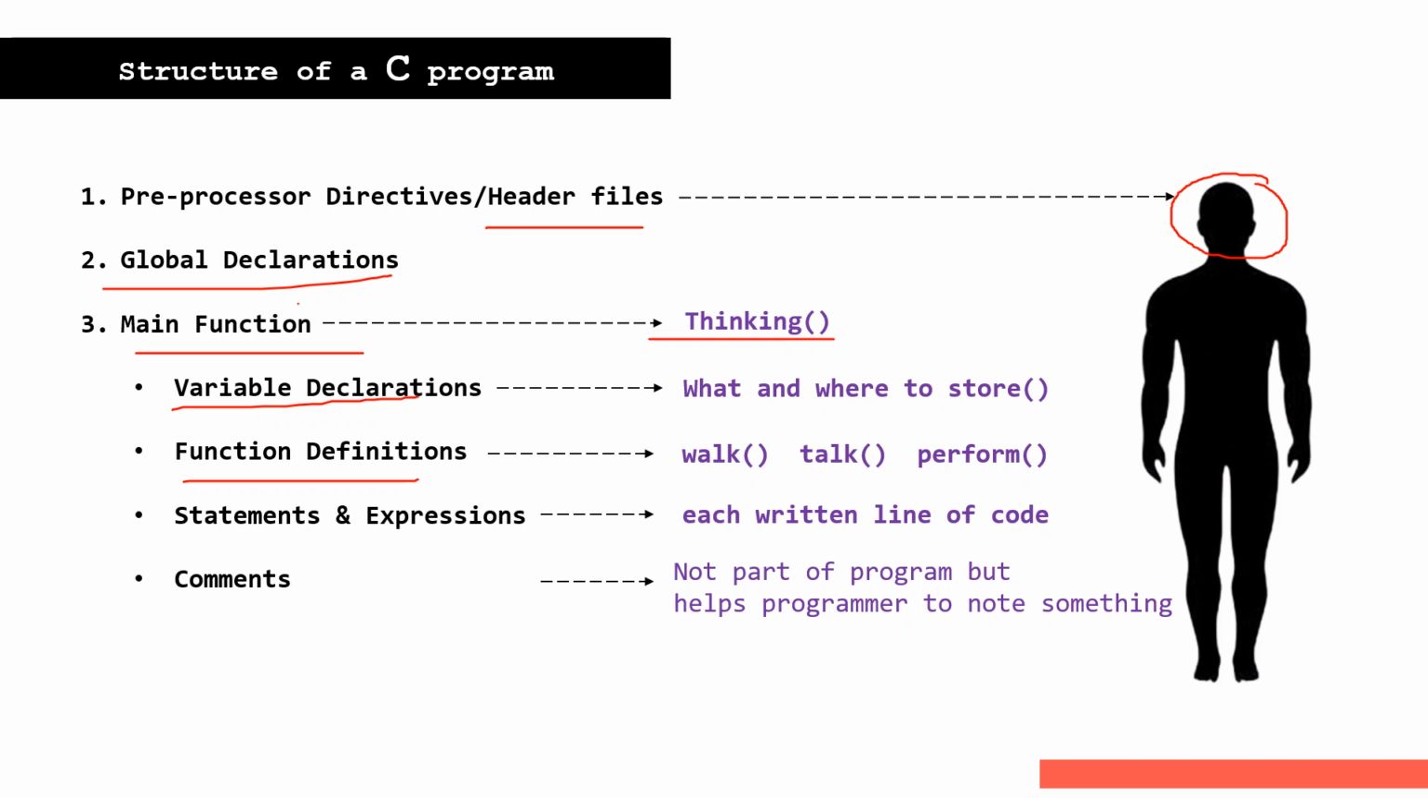Then there will be some function definitions and declarations. As humans perform various functions, that is walk, talk and perform, similarly you can define various functions that this C program may be doing. Then there will be statements and expressions, that is nothing but each written line of code. Then come comments. These comments are not part of the program and are not executed. These comments are just a guideline or noting points for the programmer, right? It helps the programmer to note something. So this is the general structure of a C program.